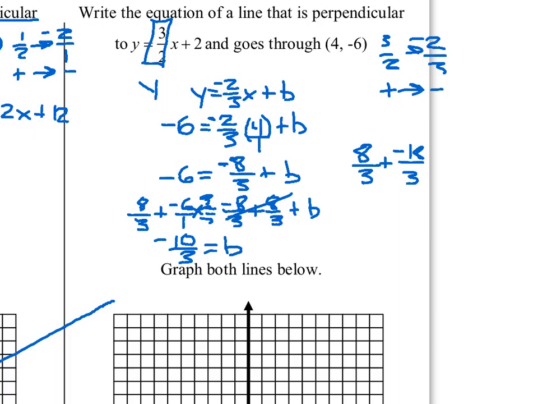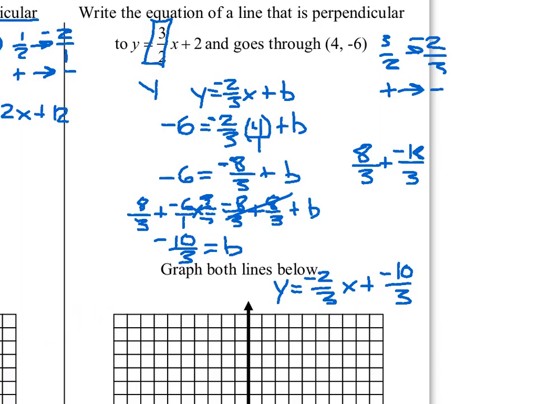Negative, take the sign of the larger number, Mr. Boots. So our equation is, I'm going to put it down here, y equals negative 2/3 x plus negative 10 over 3.